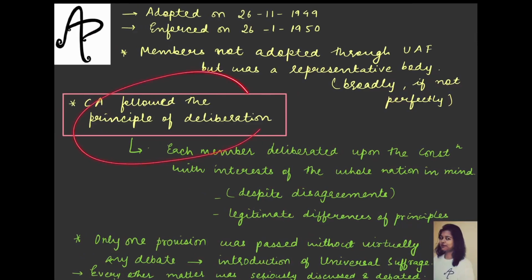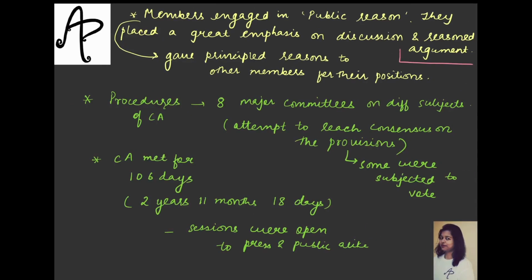So mode of promulgation आपको बताता है कि yes, deliberation use हुआ. Members also engaged in public reason, which means कि वो क्वेश्चन करते थे, वो समझते थे कि पब्लिक के लिए what is important, and you know they placed a great emphasis on the discussion and reasoned argument. So no random argument or nonsense discussion, a reasoned argument. And the members gave principled reasons to other members for their positions, that whatever position you are having, we are giving you those reasons, we are giving you that respect also.